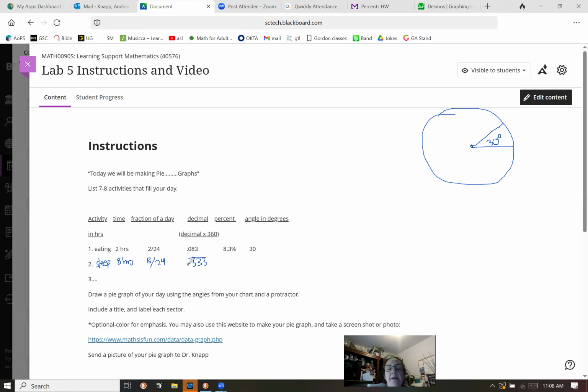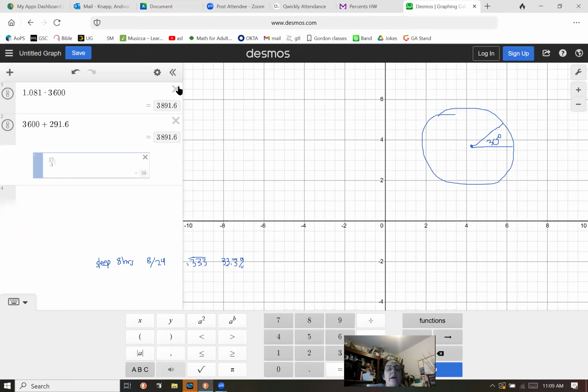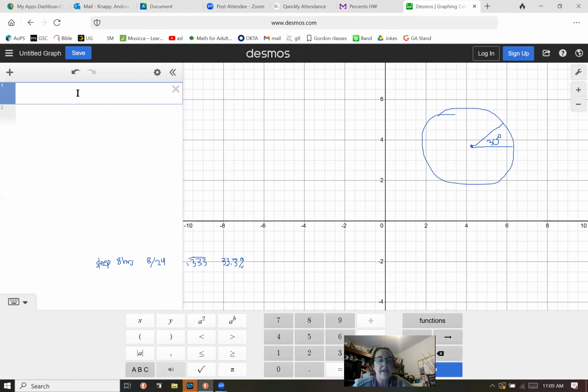To turn that into a percent, you move your decimal 2 places to the right. So that gives us 33.3 repeating percent. And then to turn that into an angle for our pie graph, you would take your 0.3 repeating times 360 degrees, because all circles have 360 degrees in them. So taking 360 times 0.3 repeating, or you can take it times that fraction if you want the exact value, that gives you 120 degrees.